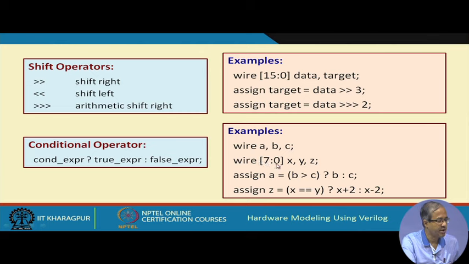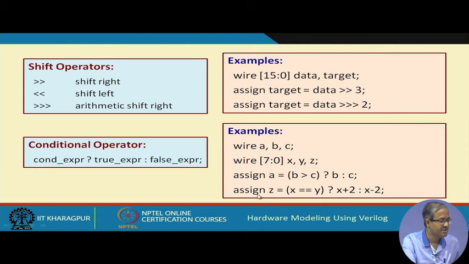Let us say wire [7:0] x, y, z, these are 8 bits. I have written some condition, b greater than c. I have said if b is greater than c, the true expression is b, else c. You assign this to a. What does this mean? This means you assign the greater of b and c to the variable a. If b is greater, then b will be assigned. If b is smaller, the condition will be false, then c will be assigned.